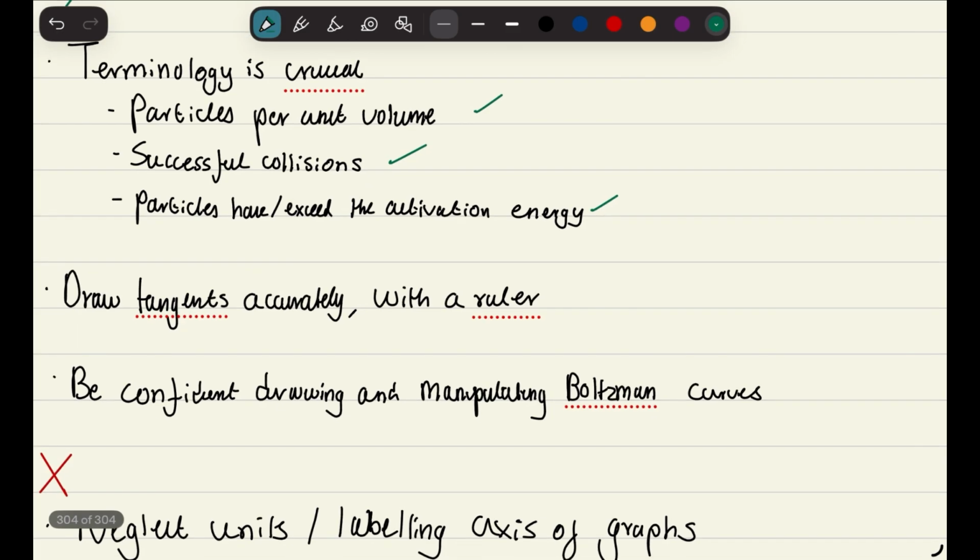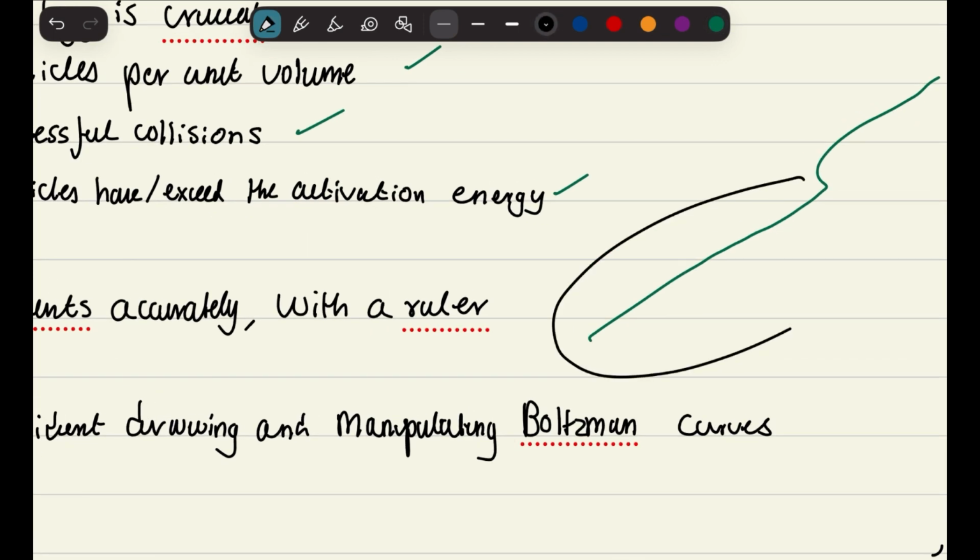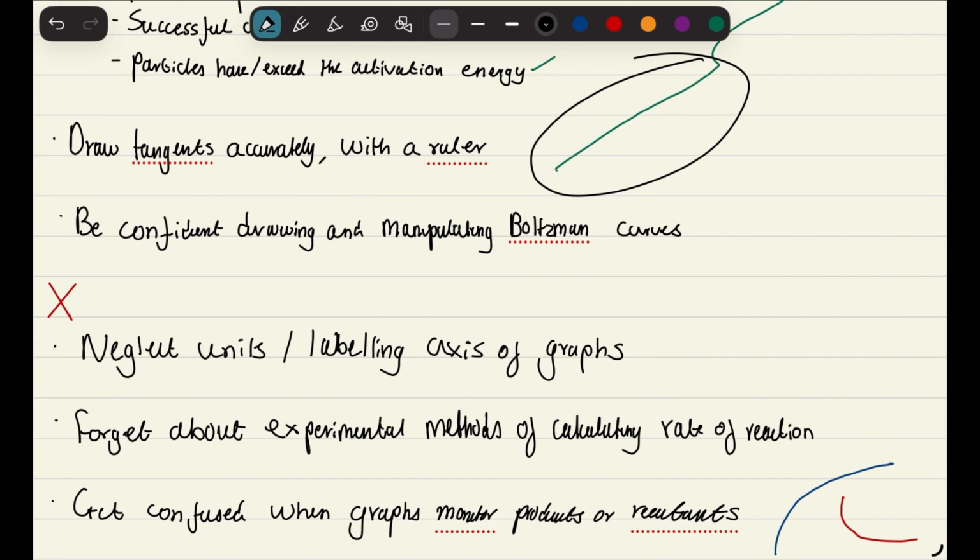Tangents: accurate, use a ruler, please. Don't freehand a tangent like this. They'll mark it wrong instantly. To be fair, I was saying that this one is actually quite good. But regardless, use a ruler. Don't freehand it. Yeah? Cool.